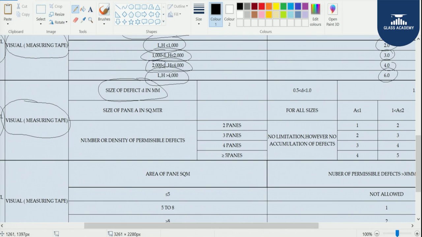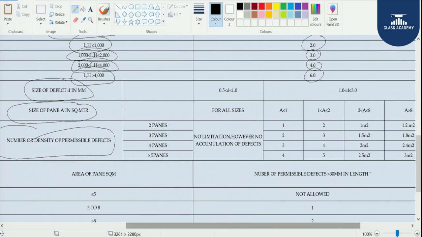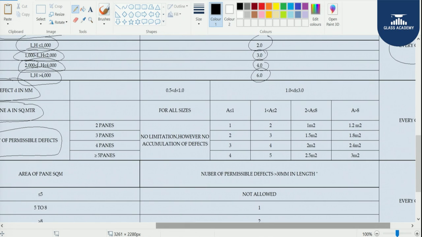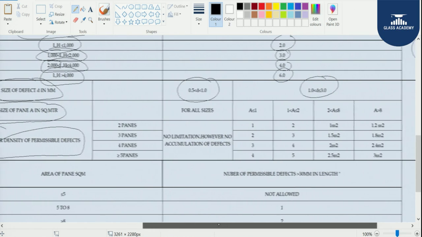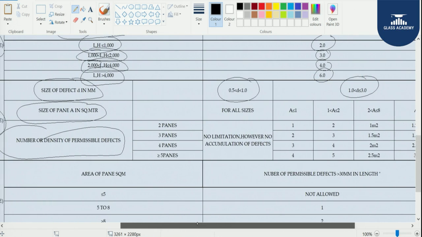First we need to understand the size of the pane, and the number or density of the permissible defect. So here we need to consider three parameters. And we need to understand whether the size of the defect is between 0.5 and 1 or it is between 1 to 3. And the size of the panes, let us understand everything one by one.